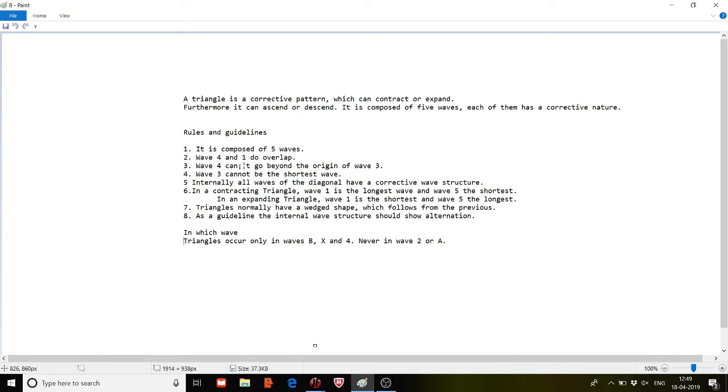As I told you, it is composed of five waves. Each of them has a corrective nature. Why corrective nature? Because each wave in itself has so many waves. That's why it is called corrective nature, meaning they can keep moving within themselves. So let us go back to the chart again.